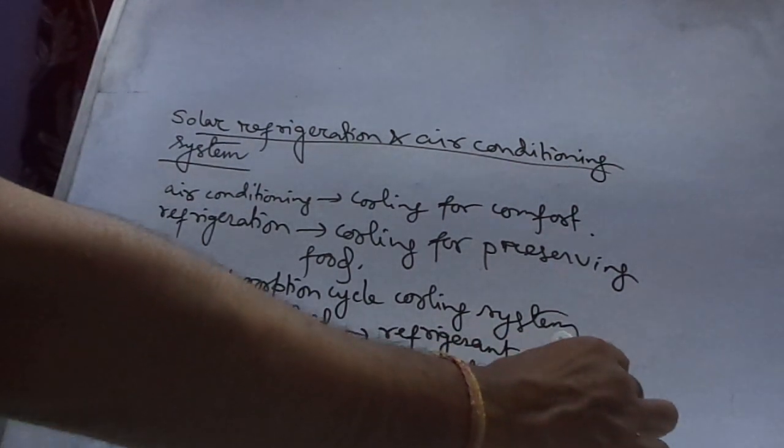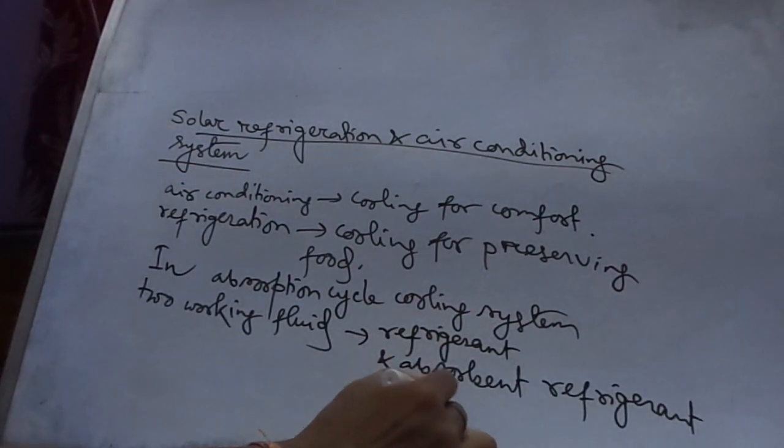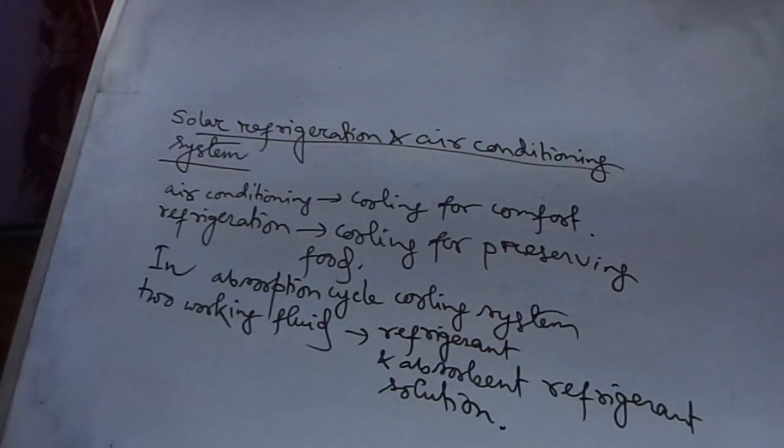Refrigerant solution. Refrigerant and absorbent refrigeration solution. The absorbent refrigeration combination is so chosen that the absorbent has a high affinity for the refrigerant at the same temperature. The absorbent cooling system is based on the principle that the refrigerant can be bound by a liquid or solid solvent.